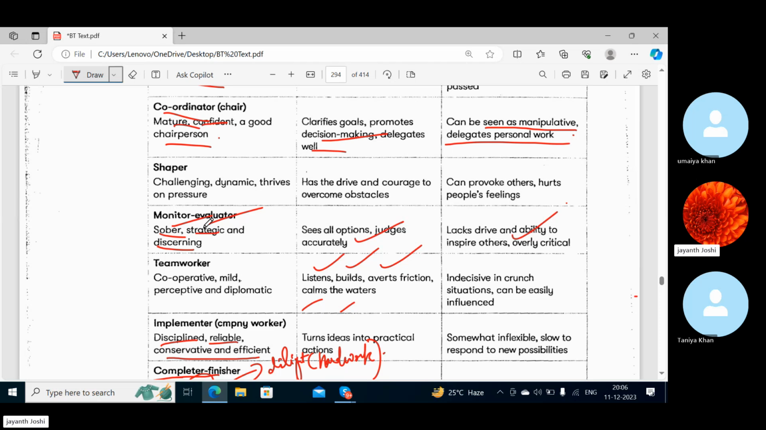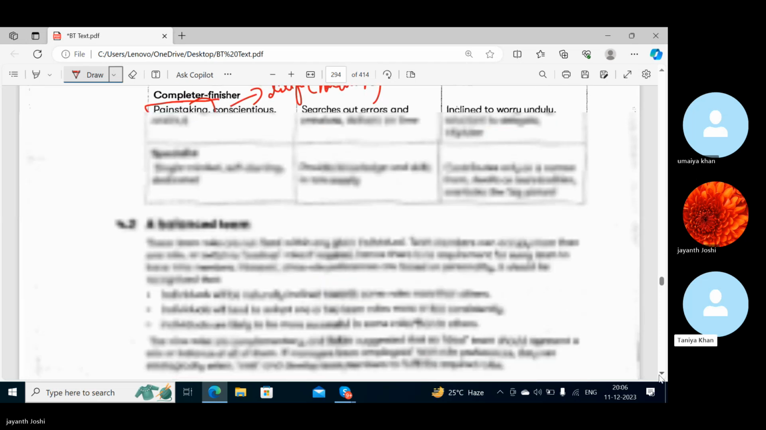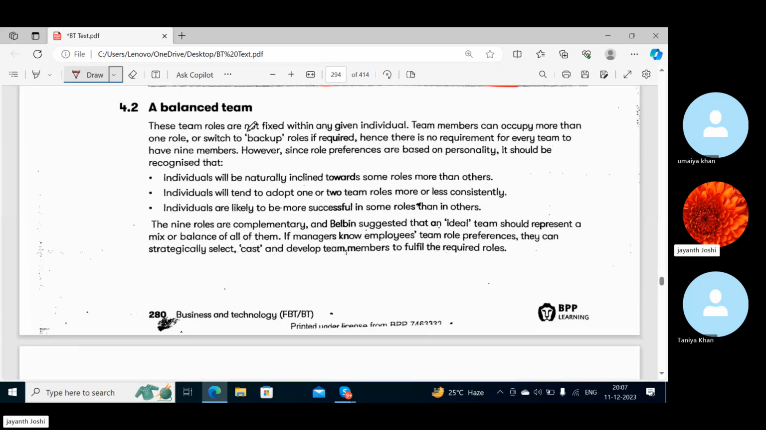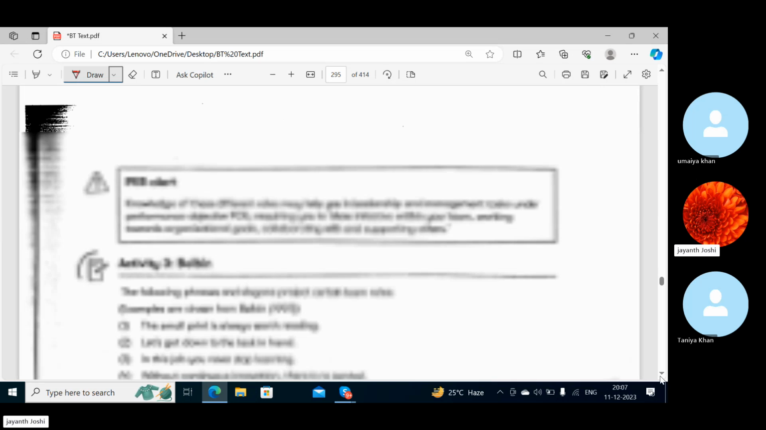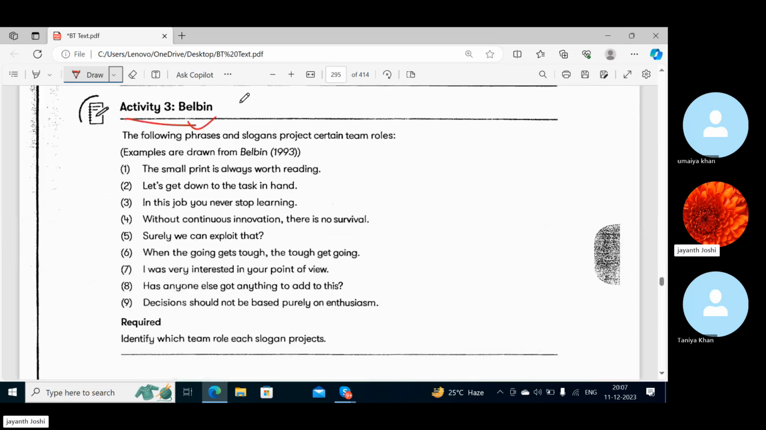That means they are very sober, very strategic and very discerning. What do you mean by discerning? Discerning can be something like they think a lot. And someone who is always noticing something. So a balanced team: if someone has all this, it's a balanced team. That's what this particular point says. So next there is an activity given to you. You can go through this.